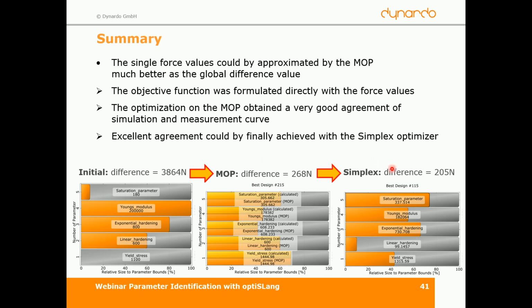But if you want to get really excellent agreement between these two curves, you can decide to start a simplex optimization to get a better result, but the difference between these 205 and these 268 is really small, and I will show you now directly in the live demo.